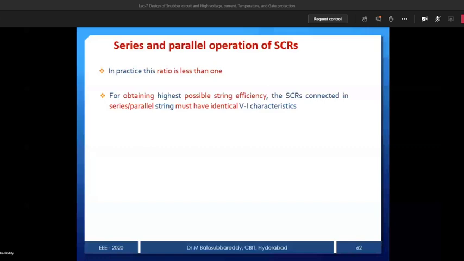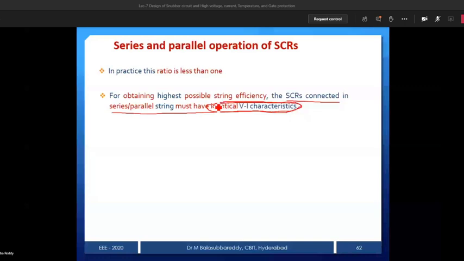Even if our SCRs have the same rating and the same specification, the voltage shared by each SCR may not be the same. Unequal voltage sharing will take place, which leads to the string efficiency of that structure being less than 1. So for the highest possible string efficiency, SCRs connected in series or in parallel must have identical SCR characteristics.